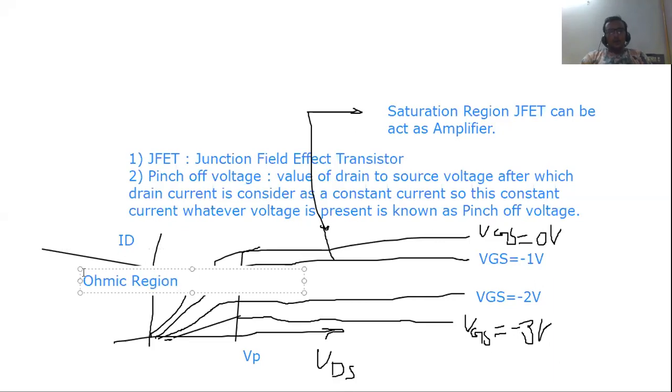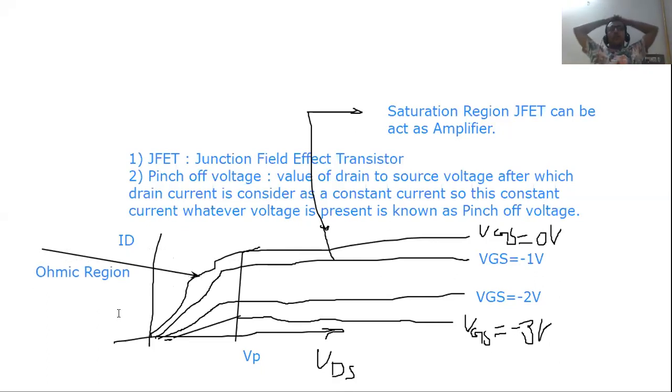In the ohmic region, it can act as an on switch, or we can say it can be considered as a voltage variable resistor. So this is the application of JFET in different regions. In the saturation region, it can act as an amplifier. In the ohmic region, it can act as a VVR, or voltage variable resistor.